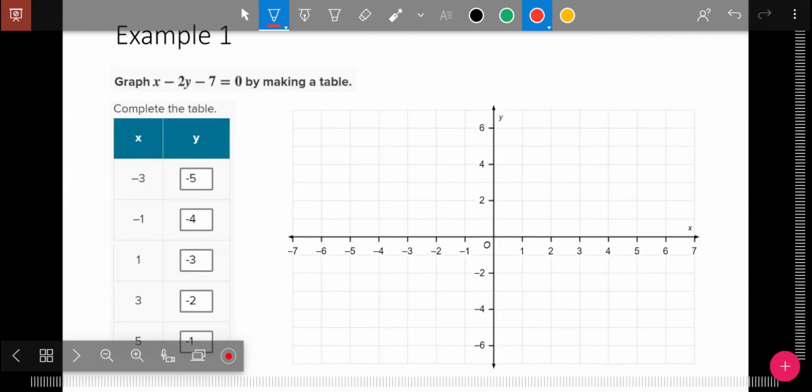After I make my table, I need to graph the points. And so I would graph negative 3, negative 5. And I graph negative 1, negative 4. And I graph positive 1, negative 3. And 3, negative 2. And 5, negative 1. And then I go ahead and I play connect the dots.